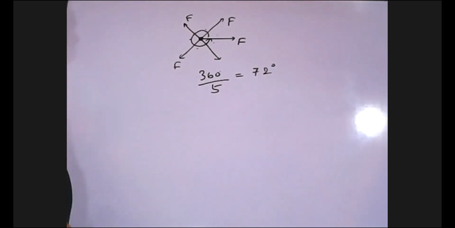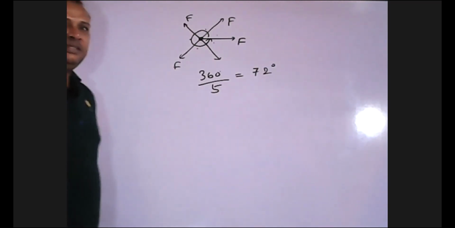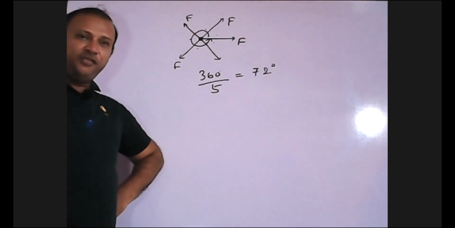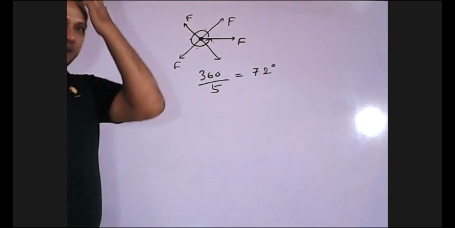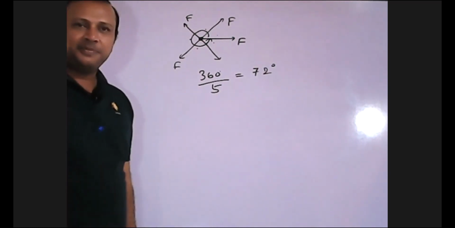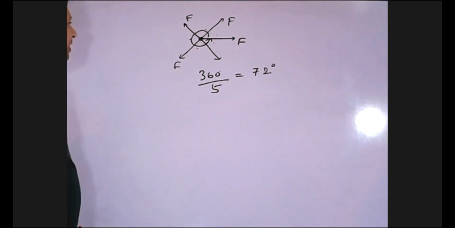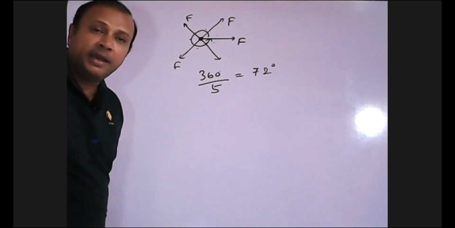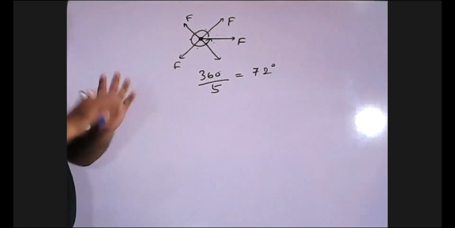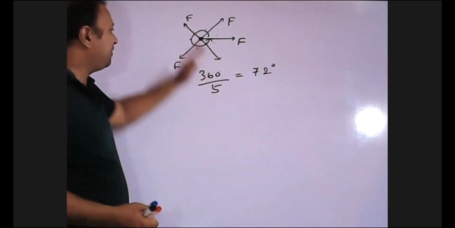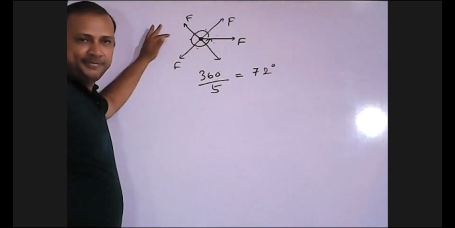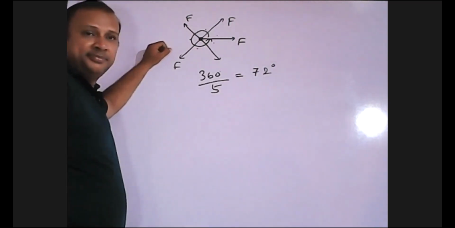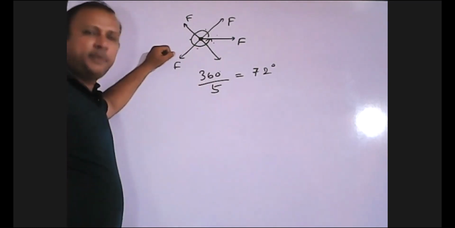Therefore, if one angle is 72, that means this should be a pentagon, no? It should be a pentagon. If I draw this into a polygon. Okay. Now there are 5 forces to be added. So how to add them? We can use the vector polygon law.